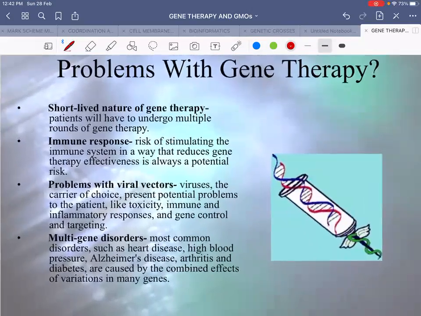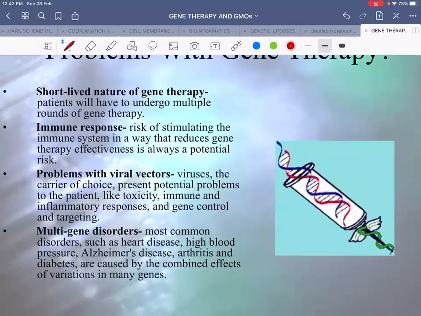Problems with gene therapy, I've already discussed with you. Gene therapy is not a lifelong cure. Don't think कि if एक दफा मैंने gene therapy दे दी तो वो gene हमेशा ही रहेगी. No, it will only start producing that polypeptide for which it is coding for a short time, because it's not a part of the person's own genome. ठीक है? So it will get destroyed. So that's why the nature of gene therapy is that it's always short-lived. So this means the patients will have to undergo multiple rounds of gene therapy. The risk of development of immune response is also there.